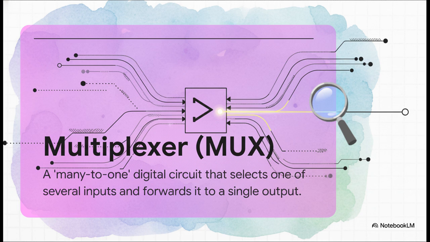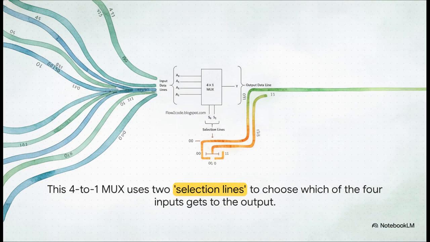The easiest way to think about it is like a super, super fast digital switch. It takes in a bunch of different data streams, but, and this is the key, it only lets one of them pass through to the single output at any given moment. Now, the really crucial part is how it decides which one gets to go through. Okay, so how does it actually make that choice?